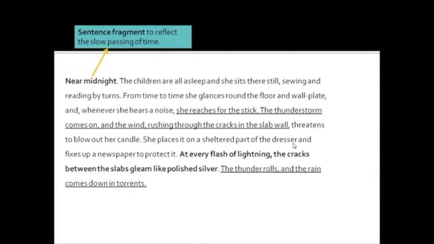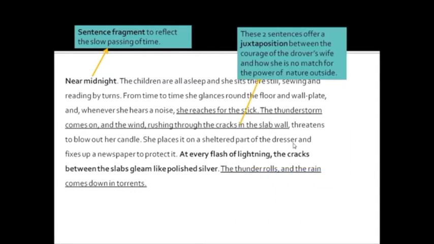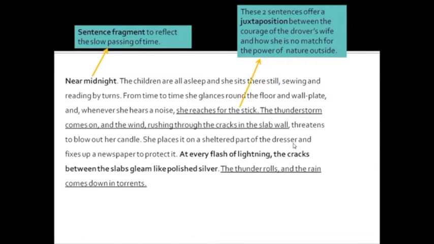So every now and then, she reaches for the stick, the thunderstorm comes on, and the wind rushing through the cracks in the slab wall. So here we have that juxtaposition. So you've got that courage of the drover's wife who is willing to take on the snake on her own, being placed side by side with the unmatched power of the storm raging outside of their shack. So that's an example here of juxtaposition.